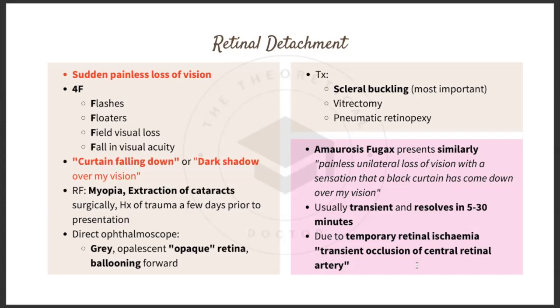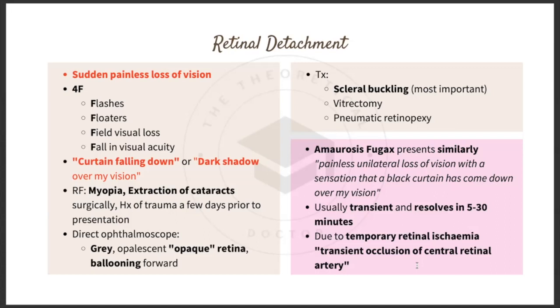Amaurosis fugax is basically like a transient ischemic attack, like how you differentiate between transient ischemic attack and stroke. Transient ischemic attack, or sometimes people will say a mild stroke, is where the patient may present with symptoms of stroke, but it resolves within 24 hours, whereas in a full-on stroke, the symptoms do not resolve within 24 hours.